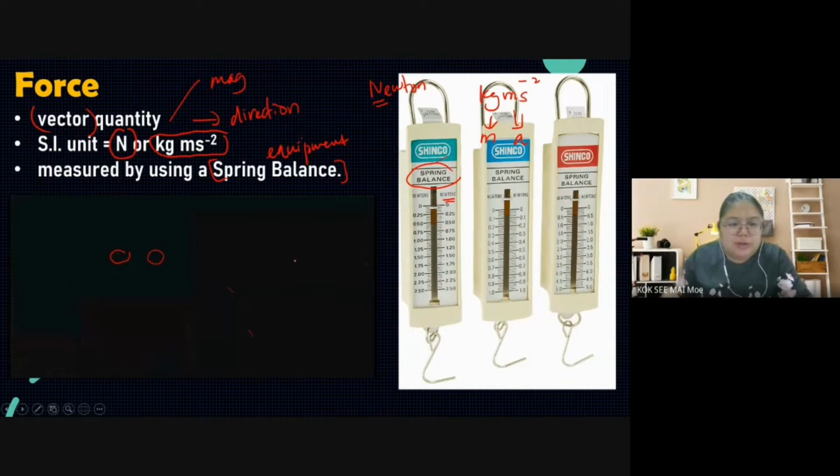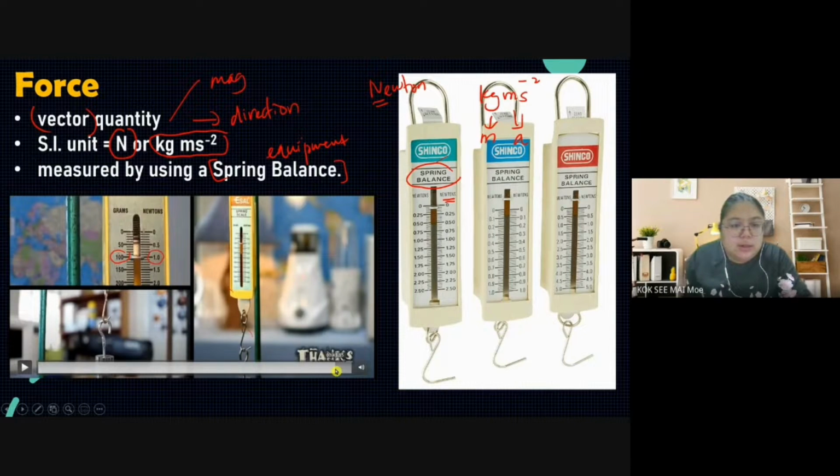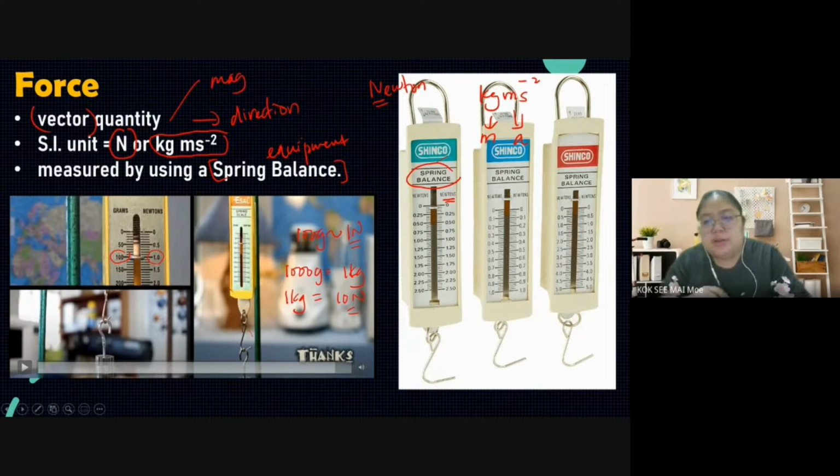So that means, from the video we just showed, 100 gram is actually 1 Newton. Agree or not? Because 1000 gram is 1 kg. So 1 kg, how do you change it to Newton? When I change it to Newton, we have 10 Newton, is it? So that's why 100 gram is actually 1 Newton, and 1 kg is 10 Newton. So we need no conversion. Straightforward, you hang, and it will show you the reading in Newton.